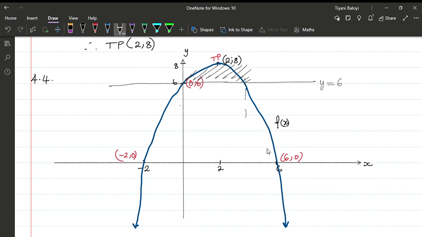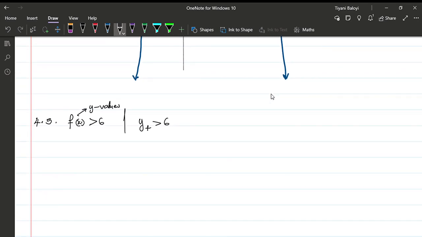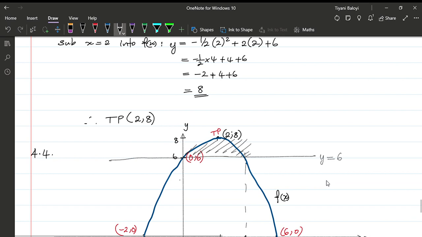You see, we have an x value somewhere here. We're not sure of it. We'll have to calculate it, right? We can calculate that x value because y is equal to 6. So one of the x values, y is equal to 6, that's 1 over 2 x squared plus 2x plus 6 is equal to 6. This side you will have a 0, so 1 over 2 x squared plus 2x is equal to 0.